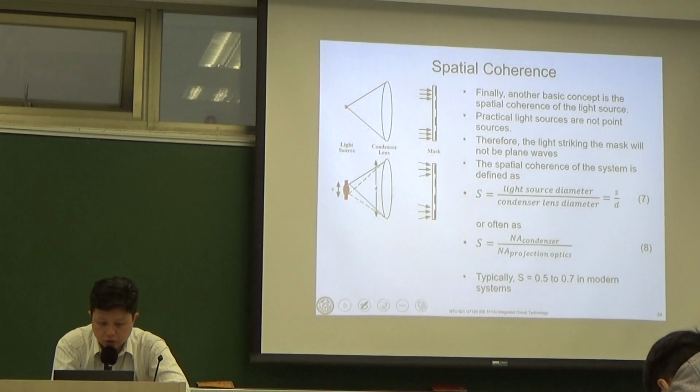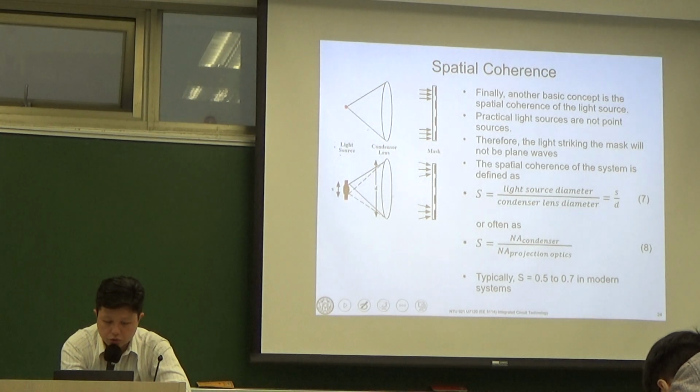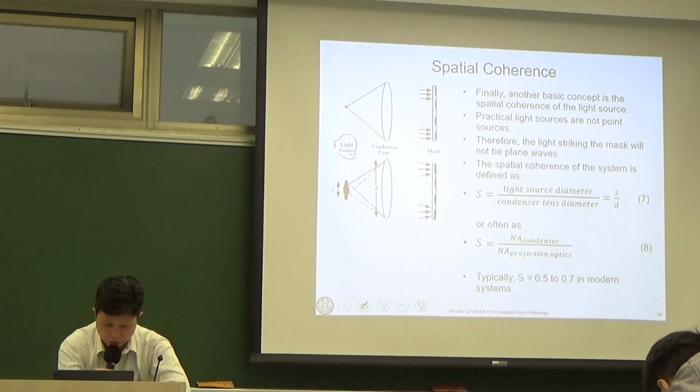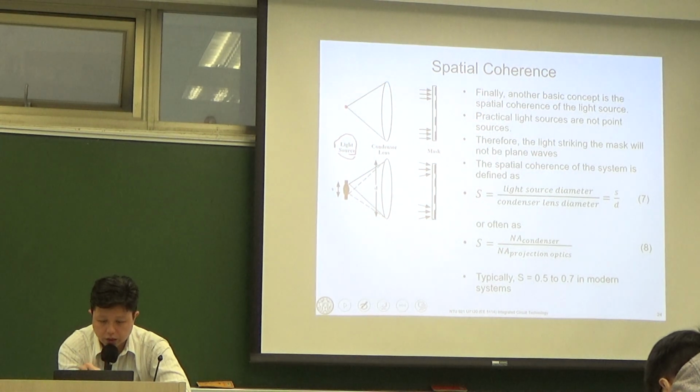This figure is used to explain the spatial coherence of your light source. Ideally we have a point source as our light source, as we used to explain the fundamental idea earlier. After the light passes through the condenser lens, we create parallel light. And those parallel lights will have no problem when they pass through this mask. We say that they have very good spatial coherence.